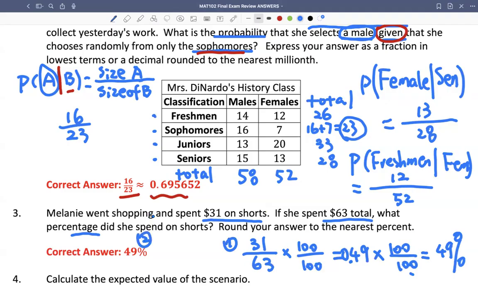Another way of thinking about it, we could make a proportion. Let's say 31 out of 63 equals 100 over what? Then we need to find the question mark, so we do cross multiplication: 63 times the question mark equals 31 times 100. Then we divide both sides by 63, and in this case we also get the question mark equals 49. Okay, that's it for the first three questions.